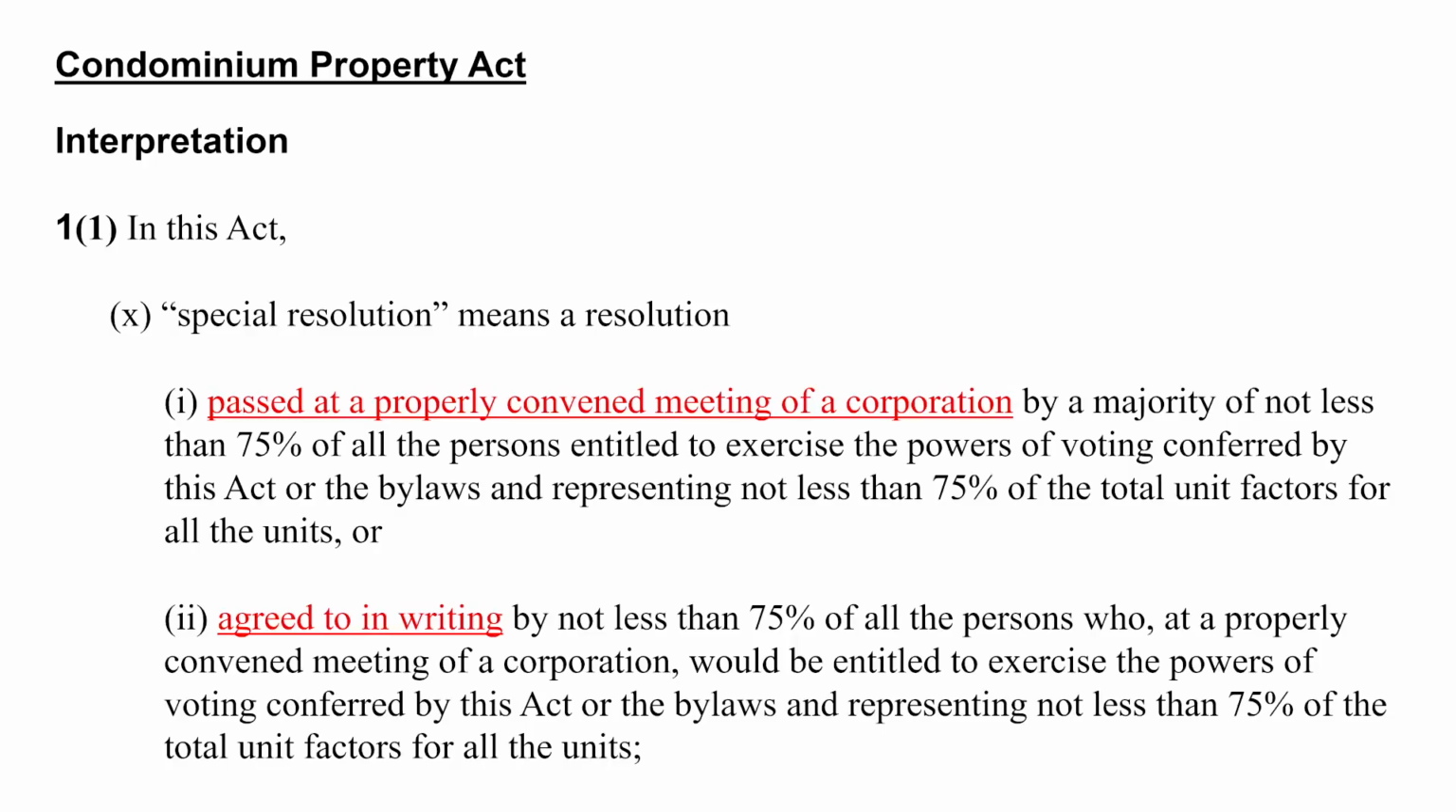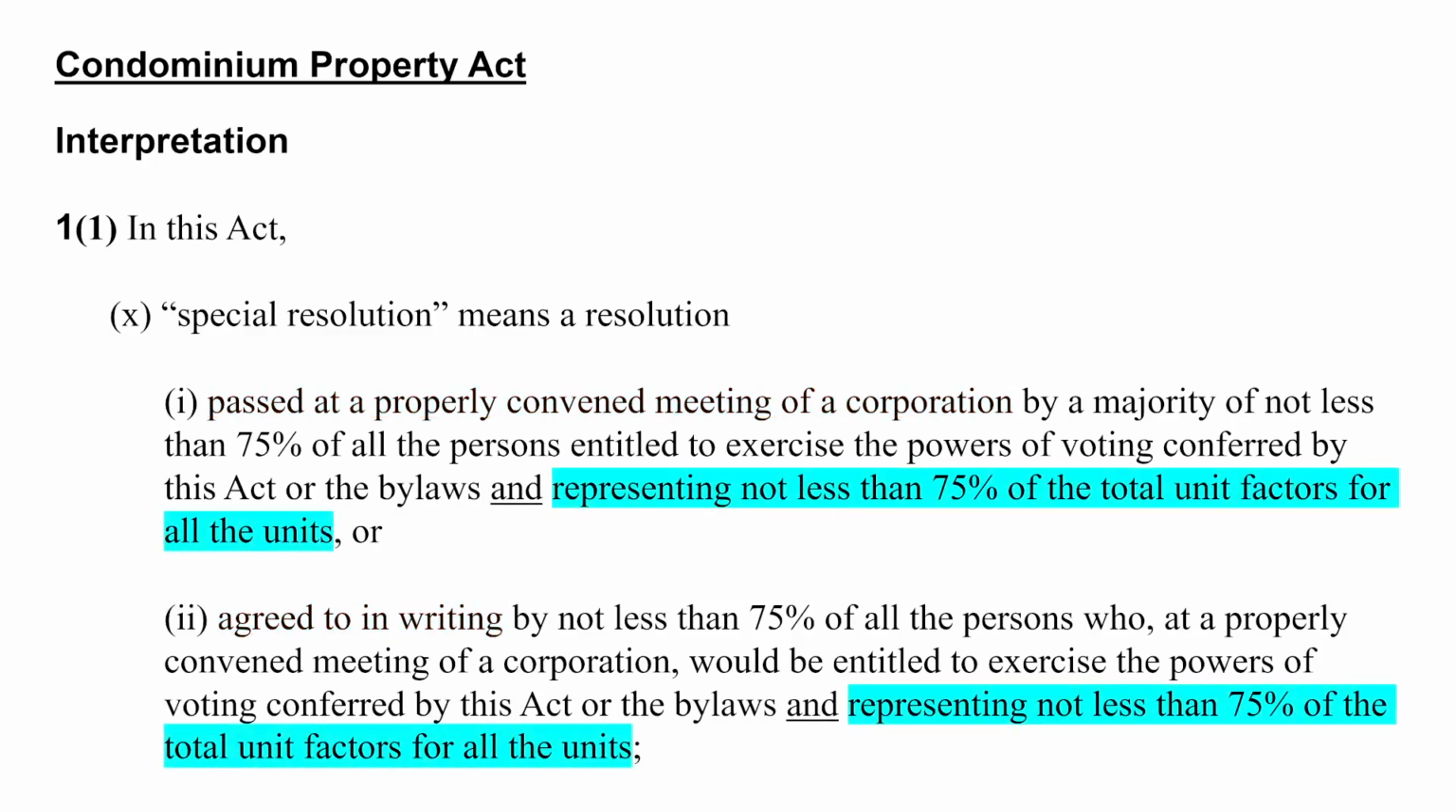Now, in order to properly convene that meeting, you've got to do your notice 2 weeks in advance. It needs to have the special business outlined in detail so the person can decide whether to vote, attend, or proxy. In addition, you've got to make sure that the meeting is convened with quorum. And if any of the procedures fall apart and the meeting doesn't count, then unfortunately the special resolution will not count. Now, I want to jump to the end of both of these because the language is the same. Special resolutions require 75% of the total unit factors for all the units. Whether you do it at a meeting or do it by paper, it's still 75% threshold.